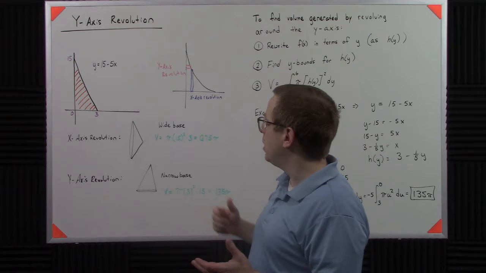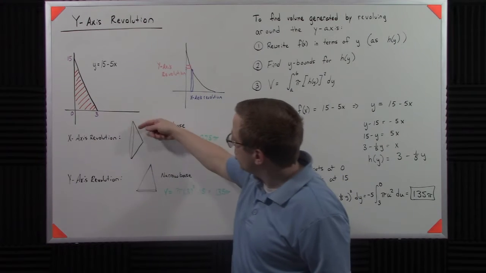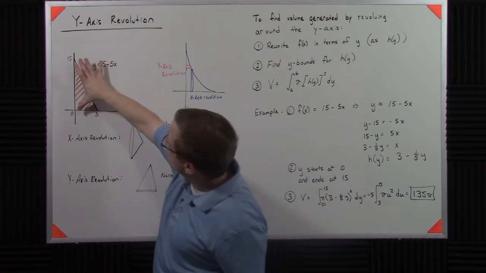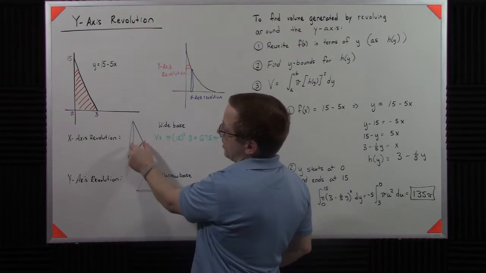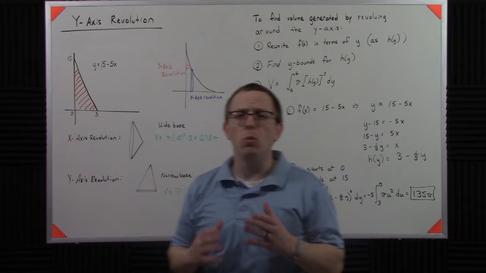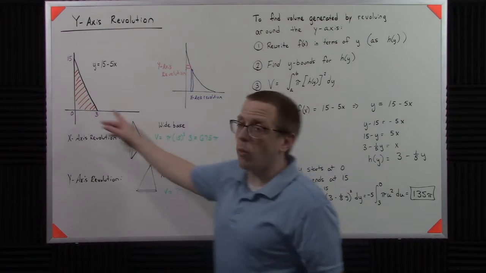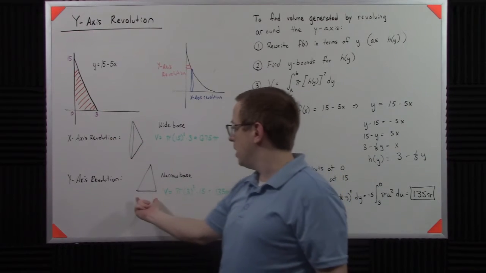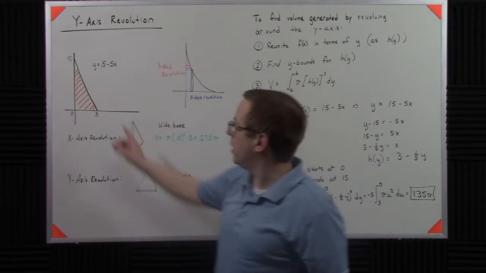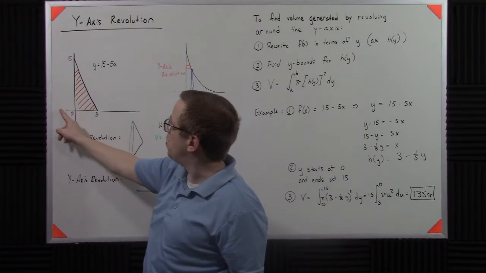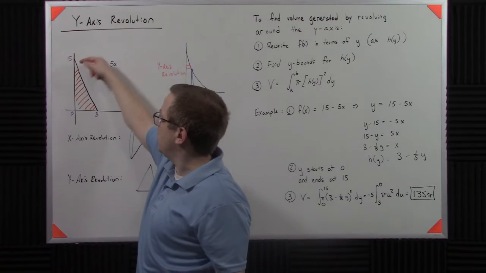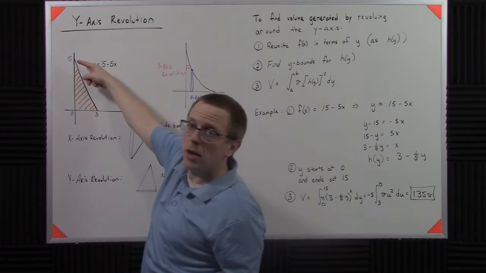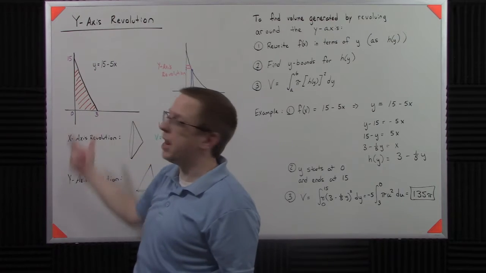Instead of this x-axis revolution, generating this large radius, creating a fat base and skinny height, with the y-axis revolution I would have a skinny base and a tall height. You can see that here, right? If I spin that, it has a radius of 3, but has a height of 15, versus if I spin it here, it has a radius of 15 and a height of 3.